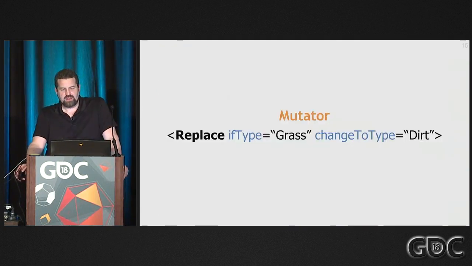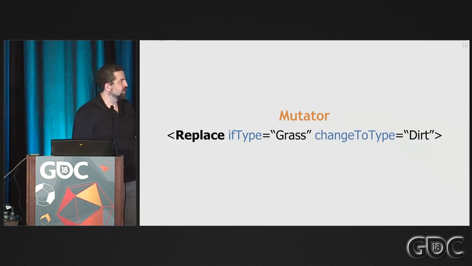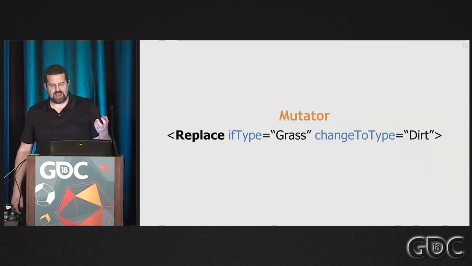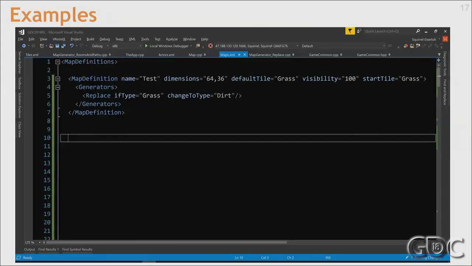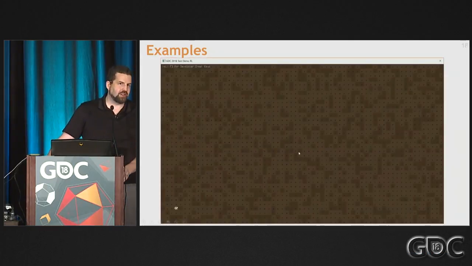All right, so the first mutator that we're doing is the replace mutator. Super simple. The rule is replace: if it's grass, change it to dirt. That's it. So replace if type grass, change to dirt right here. And I run that, and great, it replaced all the grass with dirt.